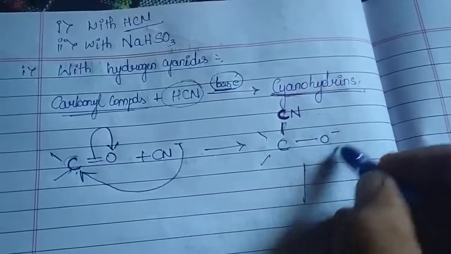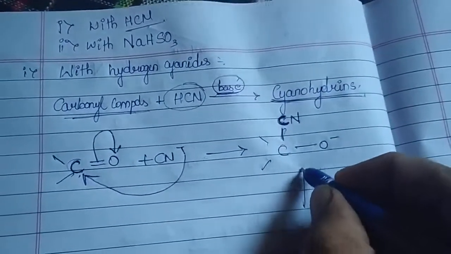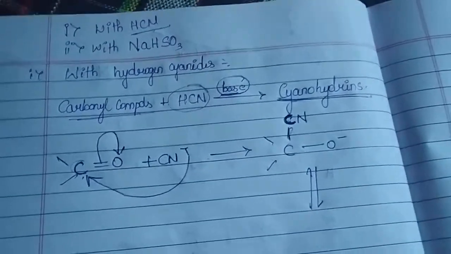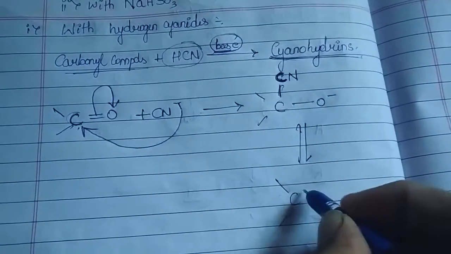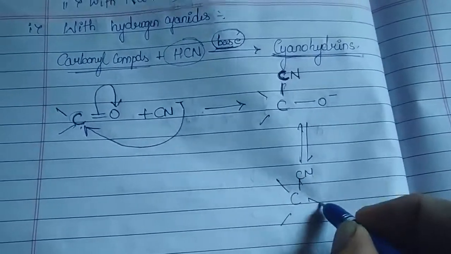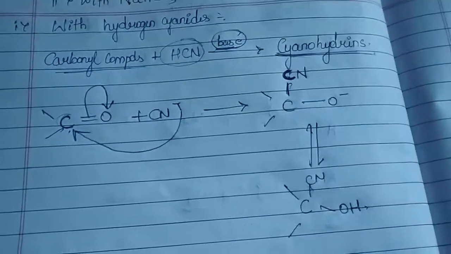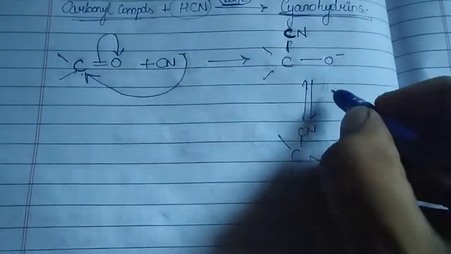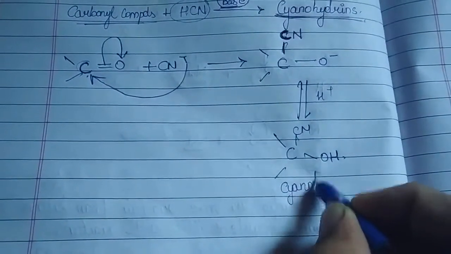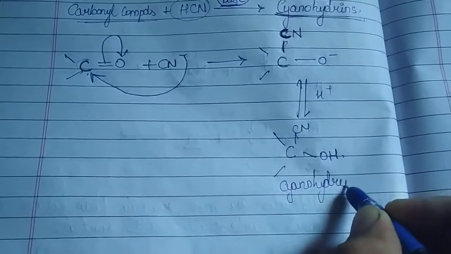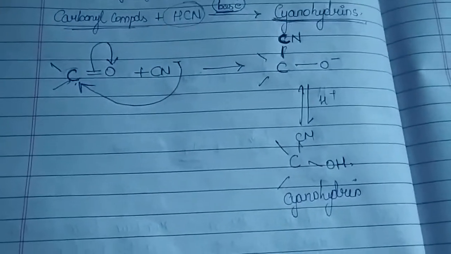Now this is an intermediate stage, which is an alkoxide ion. So now the final thing you will be getting is CN and an OH. Is that clear? So this part is called as what? Cyanohydrine. Cyanohydrine.